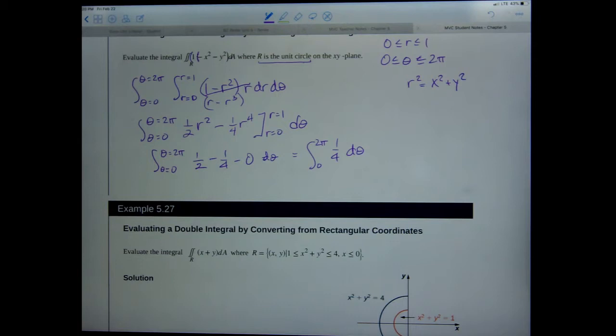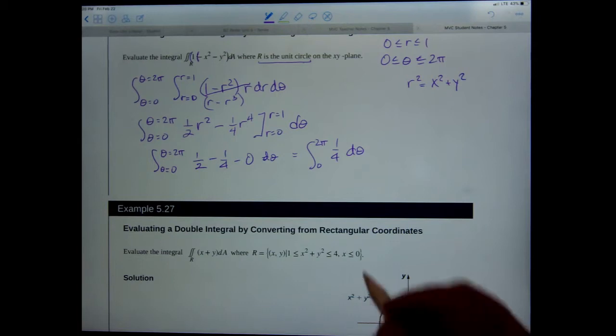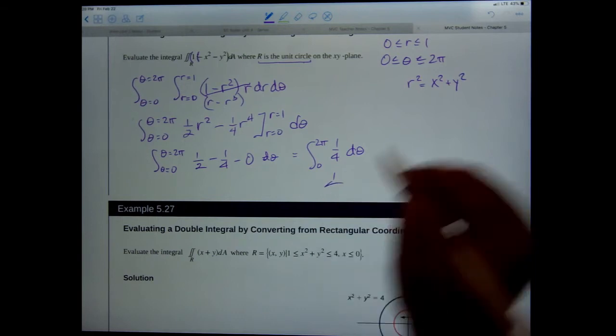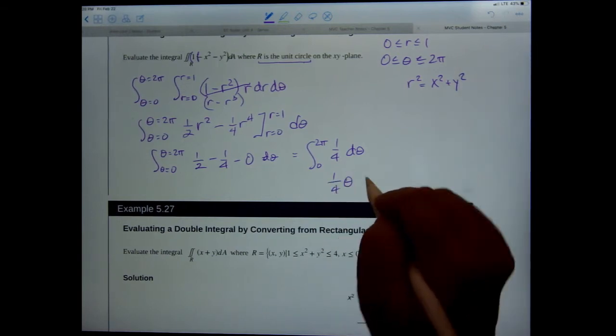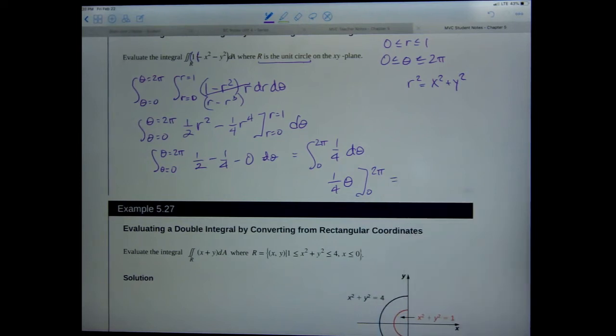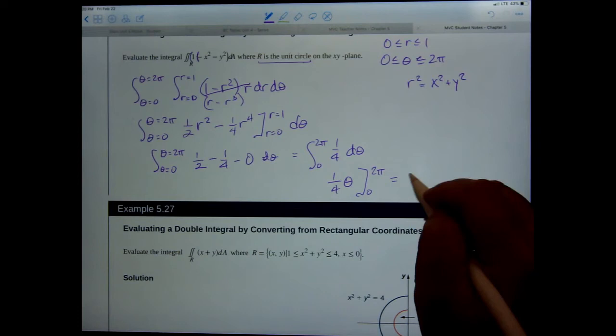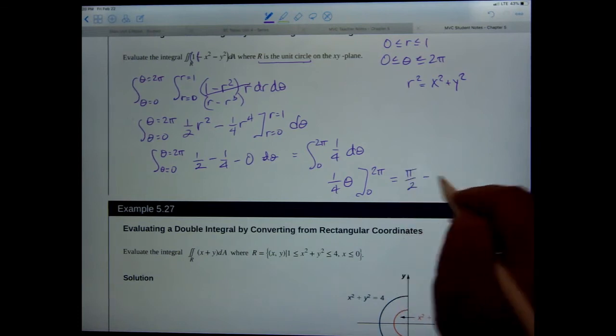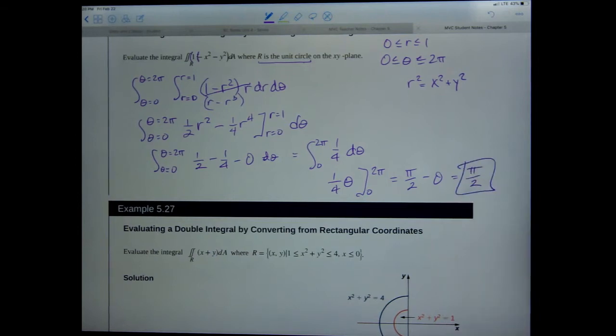1/4 theta, sorry, not 1/4 r. 1/4 theta, 0 to 2 pi. Pi halves minus 0, which is pi halves. We did the whole thing without a calculator. That wasn't too bad. Are you getting the hang of this? Yeah. Okay.